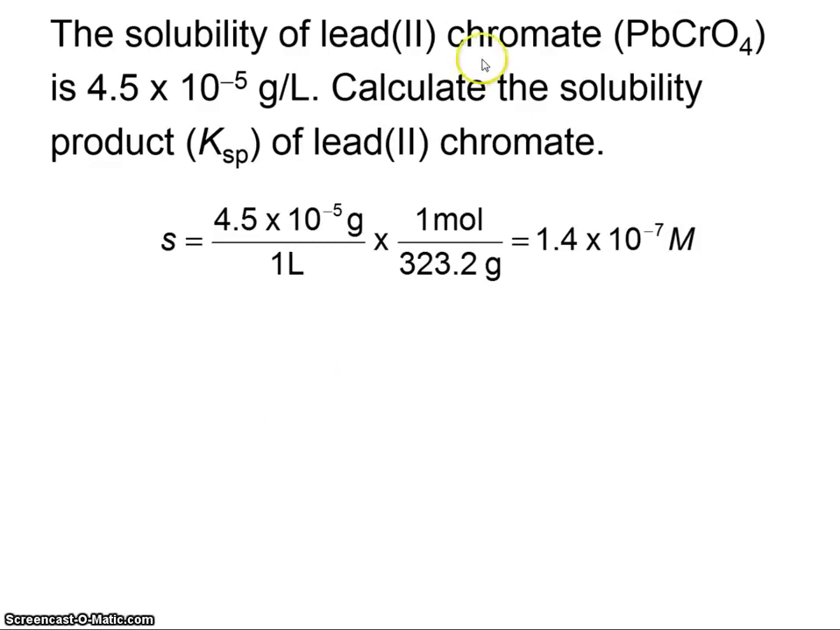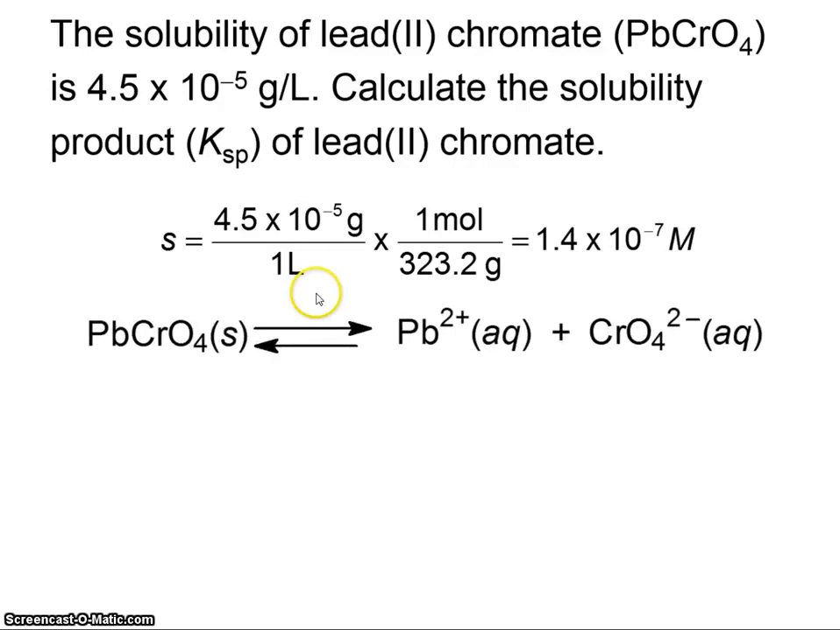So we can look at the solubility of lead chromate. The solubility of lead chromate is 4.5 times 10 to the minus 5 grams per liter, and that tells me how much I get in solution. Calculate the KSP. Well, this solubility is in grams per liter. When I'm looking at my equilibrium expressions, K, those are in moles per liter. So the first thing I've got to do is convert my solubility from grams per liter into moles per liter. I take my 4.5 times 10 to the minus 5 grams per liter, divide by the molar mass, and I end up with 4.7 times 10 to the minus 7 molar.